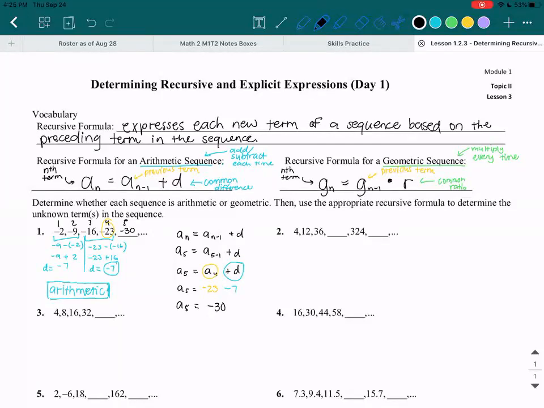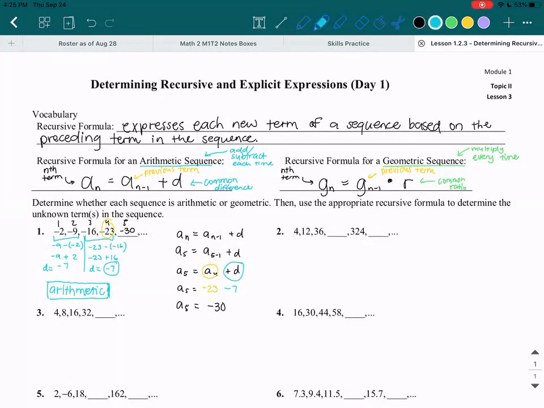Okay, and so at this point you guys can pause it and try out number 2. See if you can get it. If you don't, that's totally fine. Make sure you guys ask me any questions if you have any. All right, so now we are unpaused, and let's take a look to see if you got number 2 correct.